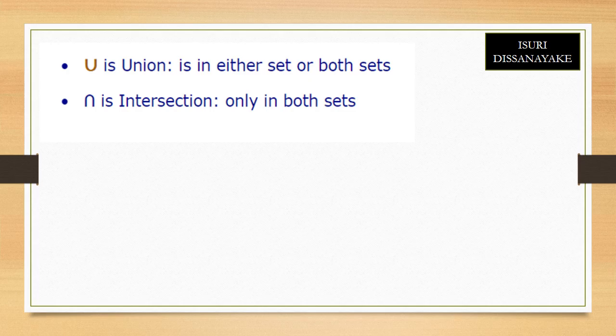So back again, union refers to all the elements. Intersection refers to the common elements. So union you can symbolize with a U shape, and the intersection you write the shape the other way around.